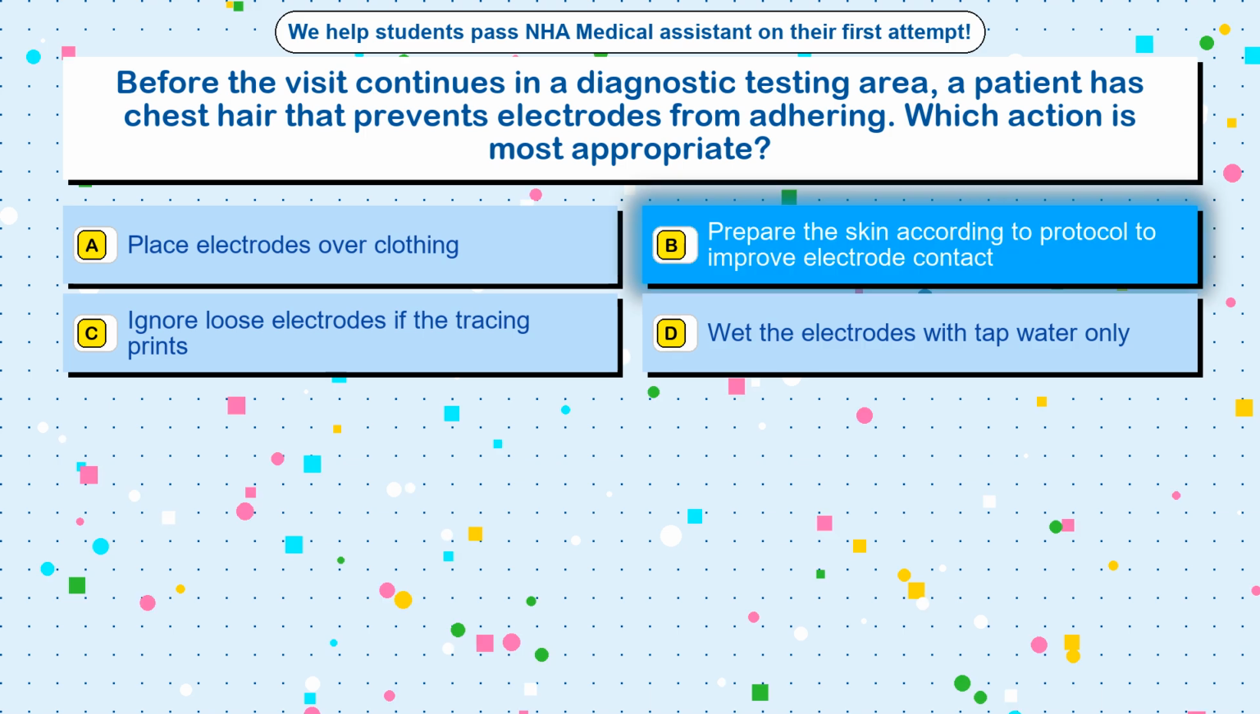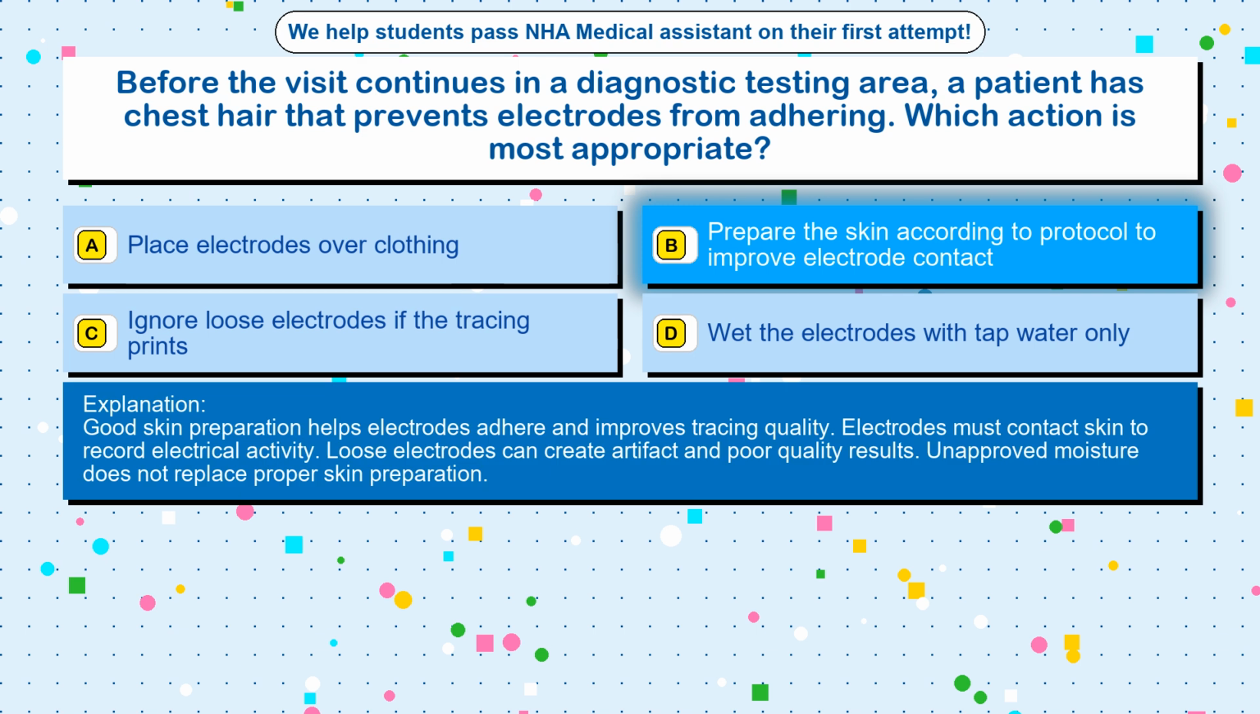The correct answer is option B, prepare the skin according to protocol to improve electrode contact. Good skin preparation helps electrodes adhere and improves tracing quality. Electrodes must contact skin to record electrical activity. Loose electrodes can create artifact and poor quality results. Unapproved moisture does not replace proper skin preparation.